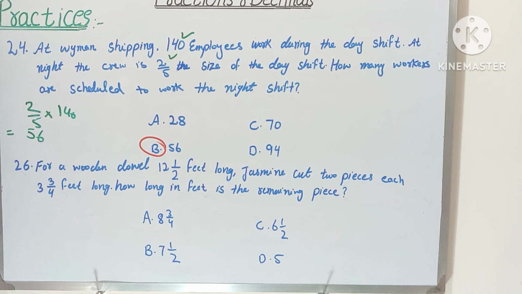Question number 26. From a wooden dowel 12 1 over 2 feet long, Jasmine cut 2 pieces each 3 over 4 feet long. How long, in feet, is the remaining piece?